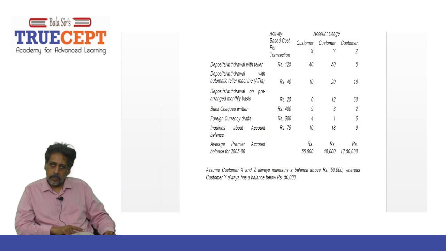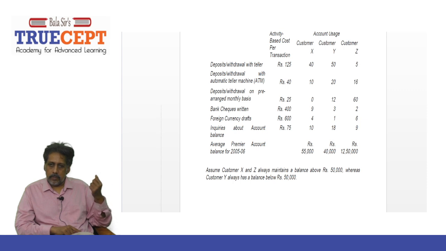Next, deposits or withdrawals with an automatic teller machine, the ATM. It's rupees 40 per transaction. You saw a very low cost, 40 rupees per transaction. X has 10 transactions, Y 20 and Z 16. Next, deposits or withdrawals on a pre-arranged monthly basis. Rupees 25 per transaction, and customer X 0, customer Y 12 and customer Z 60.